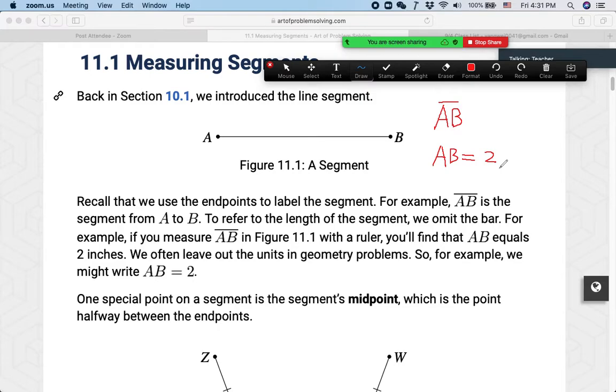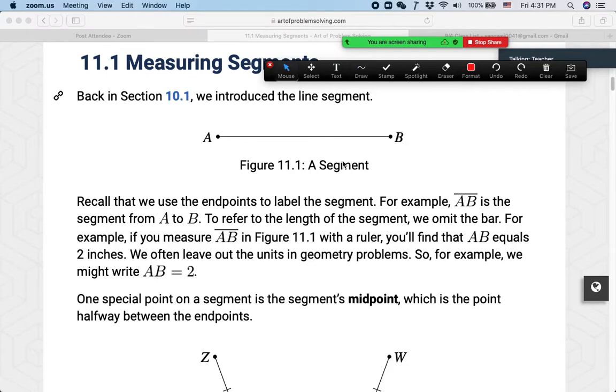Okay, so another concept is called the midpoint. Suppose we have a point here, M. We have the length of AM equals MB. That means this side is 1, this also 1. Then we call point M the midpoint of segment AB. Right?